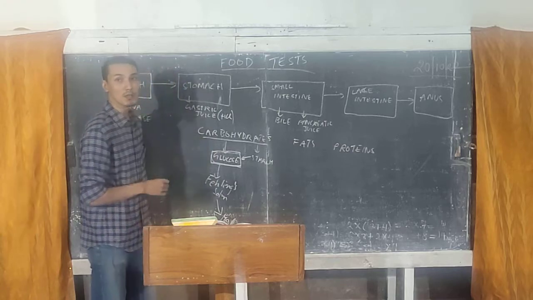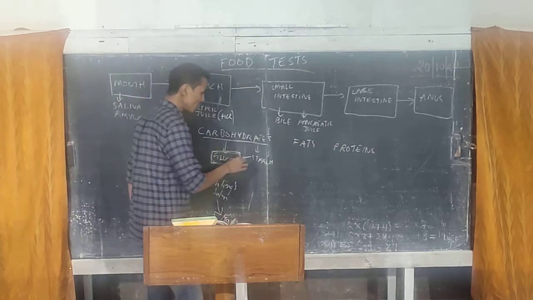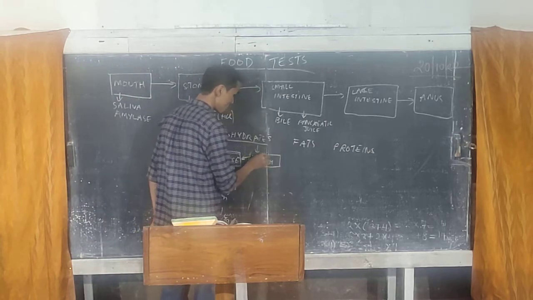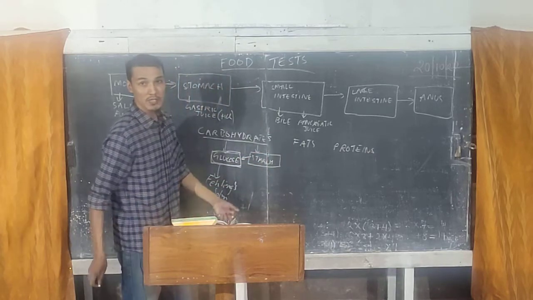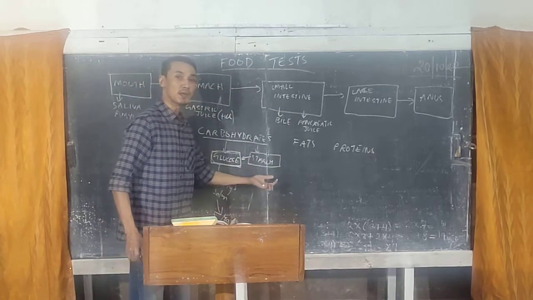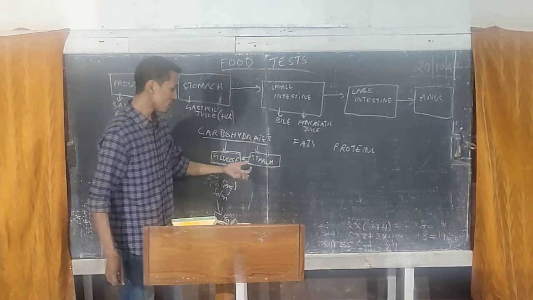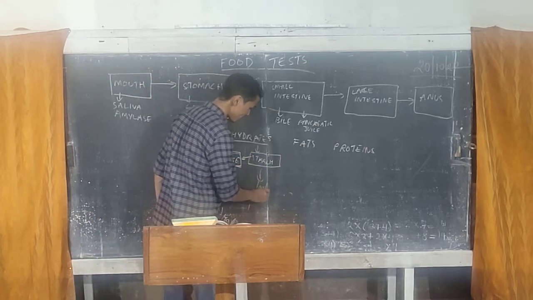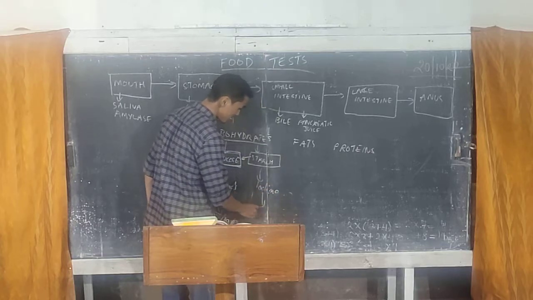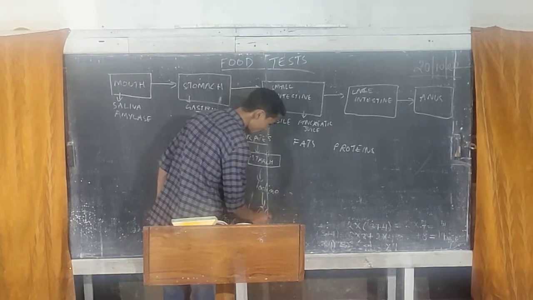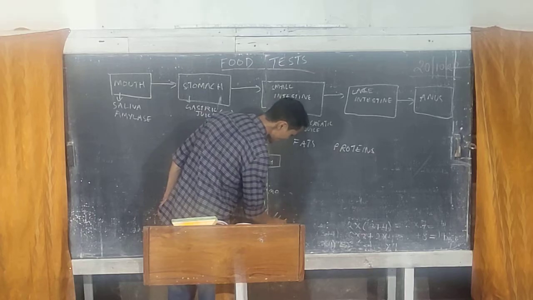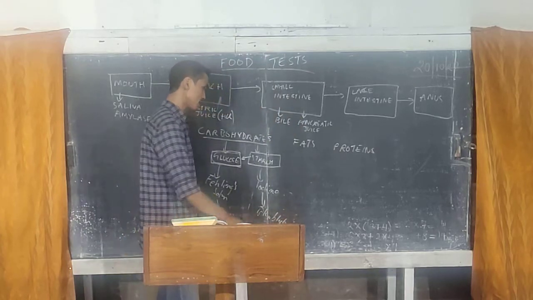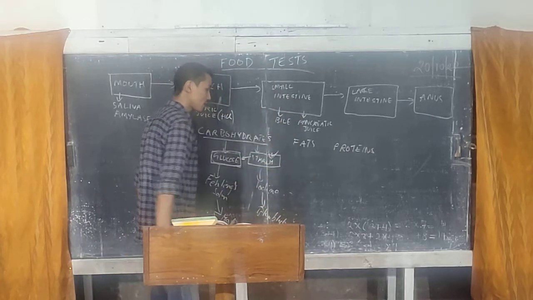sample contains glucose. Similarly, for starch solution, what we are going to do is the given sample, we are going to make a solution and boil it. After boiling it, we are going to allow it to cool and then add iodine. When we add iodine, the color turns blue-black. This indicates the presence of starch.